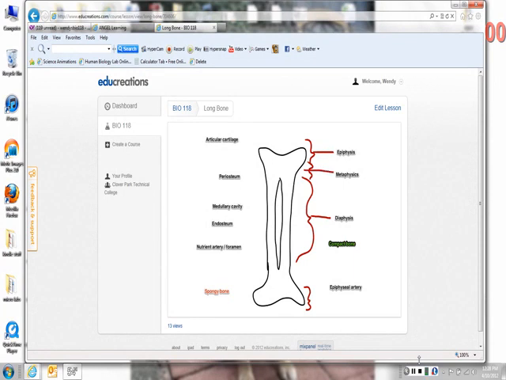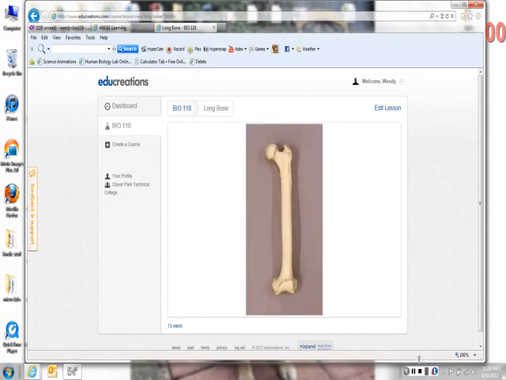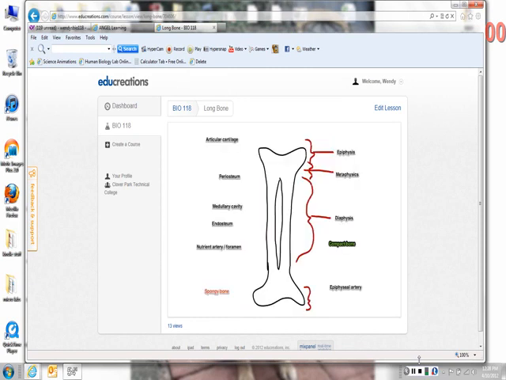So we'll take a look at this on an actual photograph of a bone. Here you're going to have your epiphysis, your diaphysis, and your metaphysis.